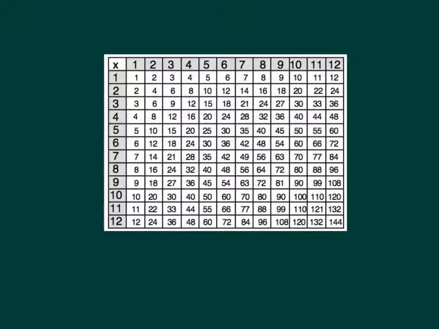Here we have a multiplication chart that can help us. Along the left-hand side going down, we have numbers 1 to 12. And along the top, going from left to right, we also have numbers 1 to 12. And the way that we use a multiplication chart is like this. Let's say we want to find the answer to 6 times 8.